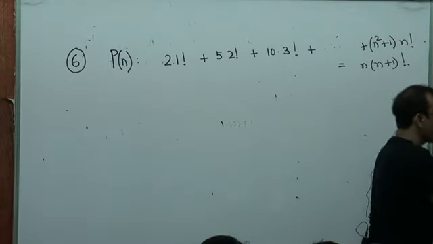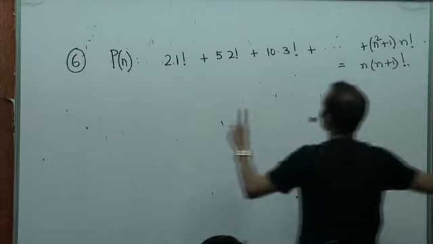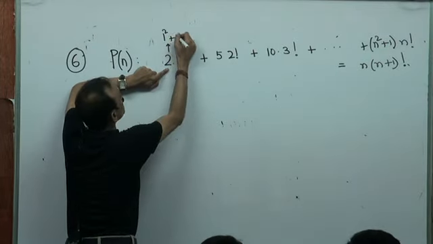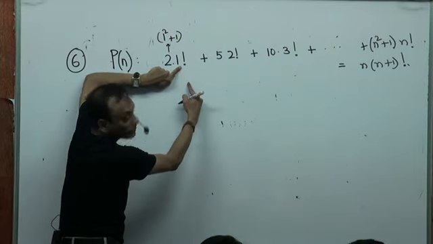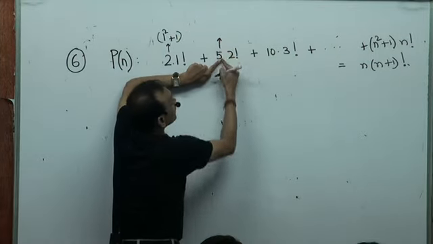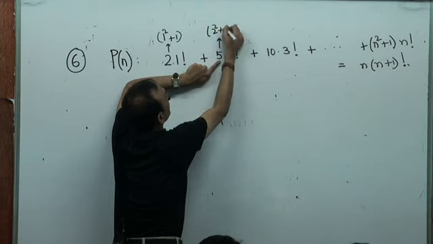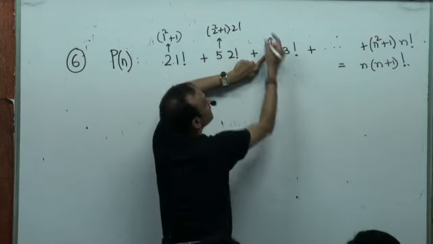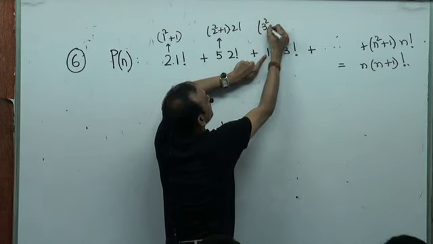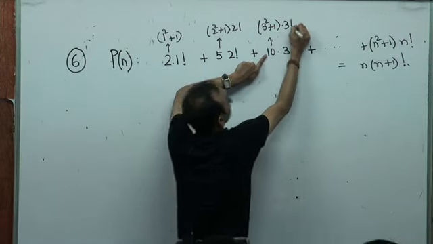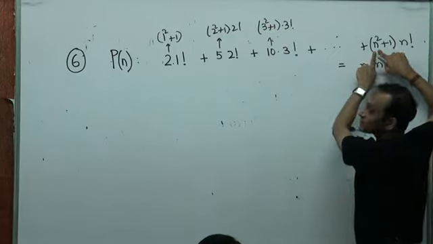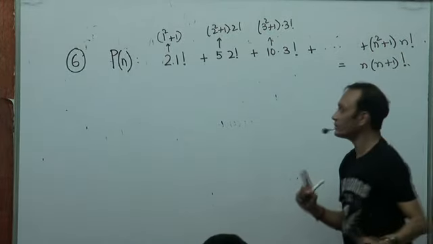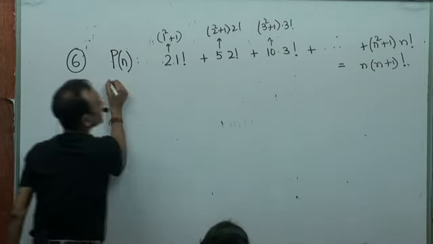Very clearly, just be sure about it. The first term starts with 1 square plus 1 into 1 factorial. The second term 2 square plus 1 into 2 factorial. The third term, this 10 is like 3 square plus 1 into 3 factorial. The nth term starts with n square plus 1 into n factorial. Do you understand this sequencing? Now, we will assume that Pn is true.